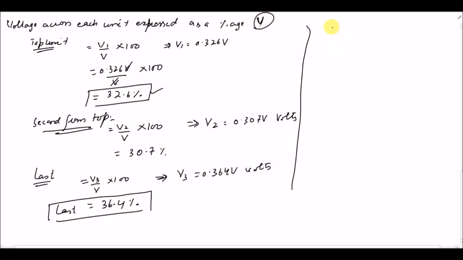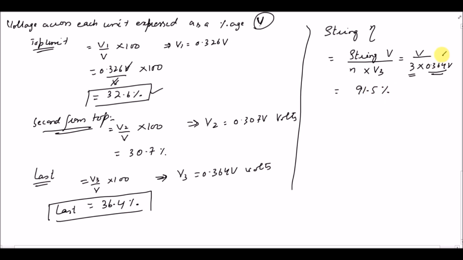Now the second thing was the string efficiency. Again the formula is the same: string voltage over the total number of insulating discs into V3, which is the voltage of the disc closest to the conductor. So it is V over 3 into 0.364 V. Here V3 is the disc voltage, the total number of discs is 3, and the string voltage is V. So string efficiency will come out to be 91.5%, after multiplying by 100. So this is your string efficiency.